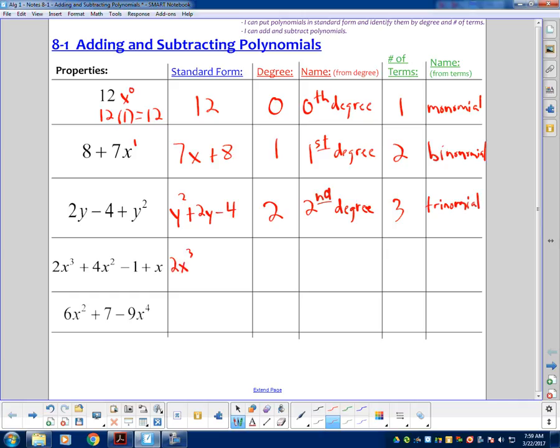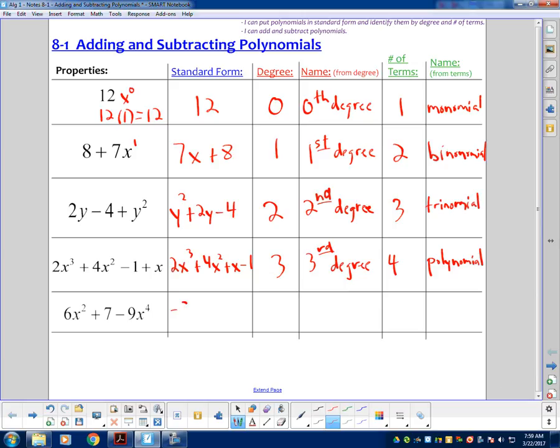Change it around a little bit here. The first 2 terms are in order, but then the x would come next and the minus 1 last. Degree would be 3, so third degree. This one has 4 terms, and we just call it a polynomial. So anything beyond 3 terms, we just call it a polynomial. Once again, all of these above this are considered polynomials.